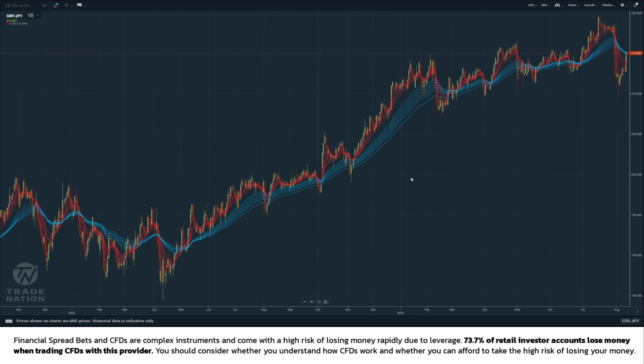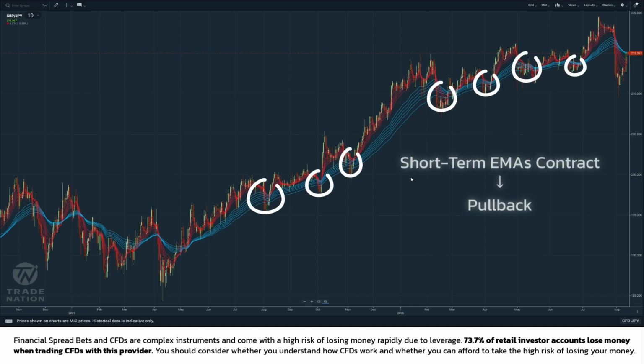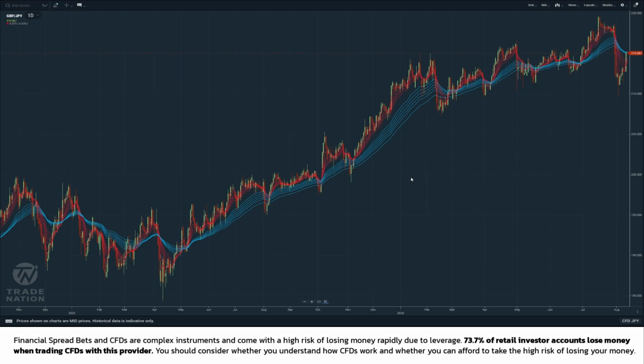The Guppy can also help when assessing pullbacks. During a well-established trend, the short-term averages may contract towards the longer-term group before expanding again. This can show where the shorter-term price movement is beginning to align with the broader trend once more.